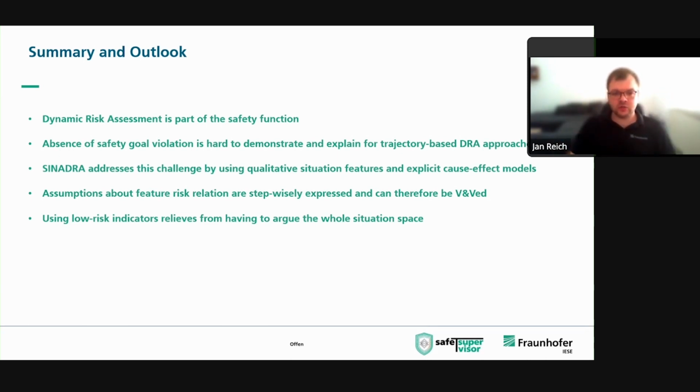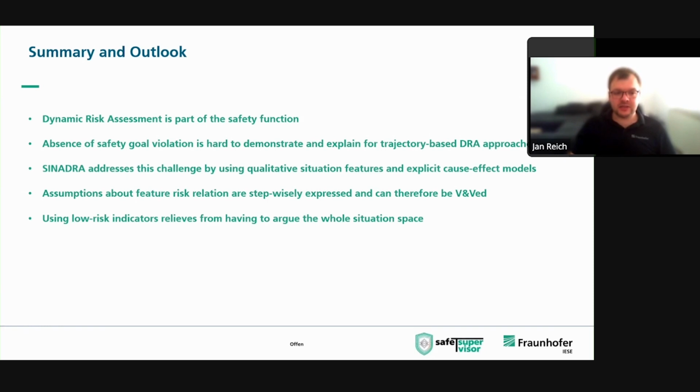similar to how humans actually judge risk influences, and transforming these conditional assumptions into explicit cause-effect models. And these assumptions about the feature-risk relations are then expressed stepwise, and therefore can also be better verified and validated than is the case for trajectory-based TIA approaches.